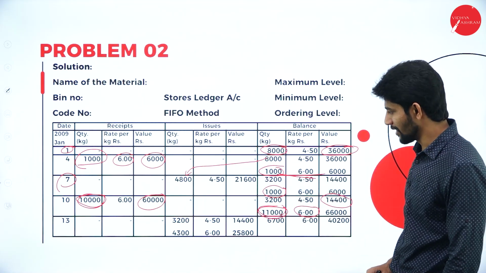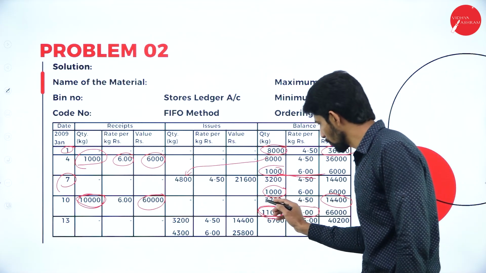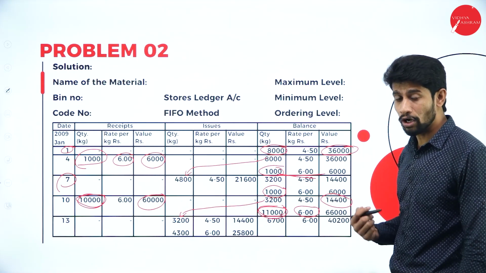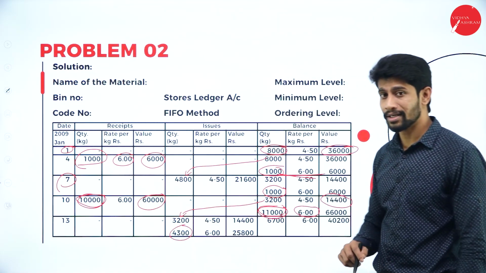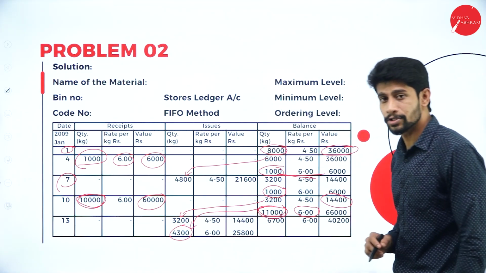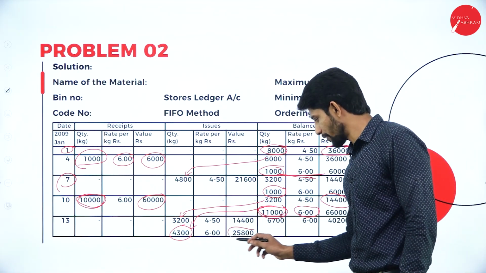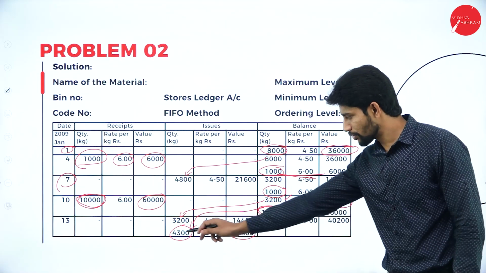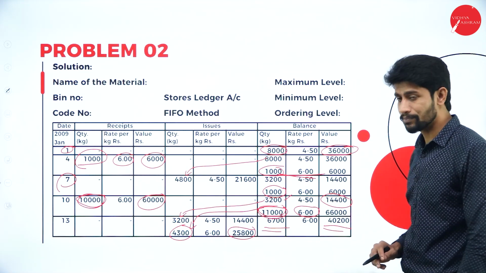Next, on 13th Jan, what is the entry? They issued how much? 7,500 units. So first issue 3,200 units. Still how much are we supposed to issue? To issue 7,500, still we are supposed to issue 4,300 units. So issue this 4,300 units from 11,000. So 4,300, 6 rupees per unit, total 25,800. So what will be the balance? We already issued 3,200. In this 11,000 we issued 4,300. The balance is 6,700 and value 40,200.